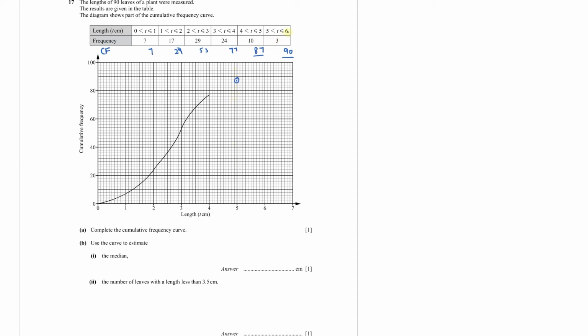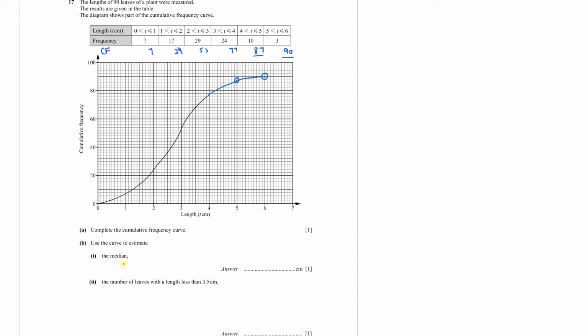And the last one is 6 and 90. So 6 and 90 will be this point here. Now I can just extend this curve through these 2 points like this. So this is how you will complete the cumulative frequency curve.